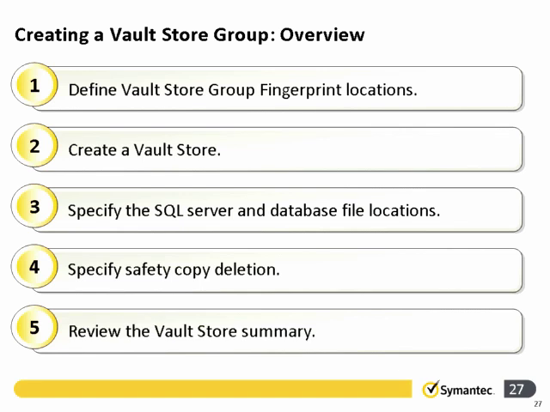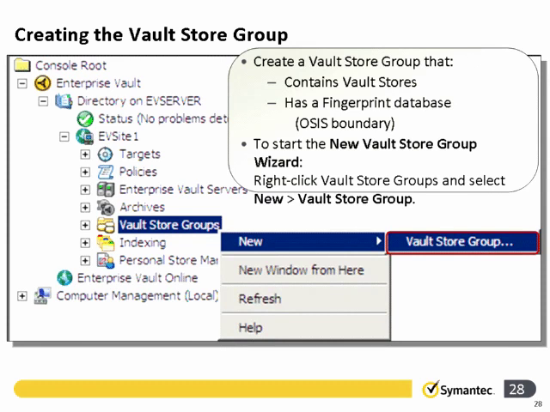Now, we've kind of broken it up in the discussion a little bit to cover the 2 logical pieces first, which are the Vault Store group and the Vault Store, and then we'll come back to the physical piece, the Vault Store partition, separately. Creating the Vault Store group in the Enterprise Vault Administration console, you can see we've navigated from our directory to our site, and then we have a node called Vault Store Groups. So we just have to right-click on that and say that we want to create a new Vault Store group, and that will open up the new Vault Store group wizard.